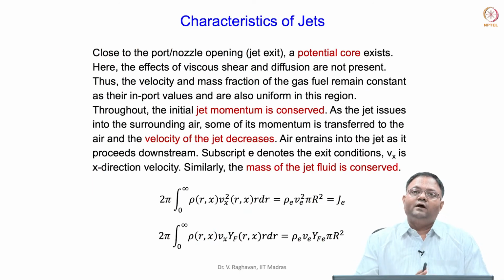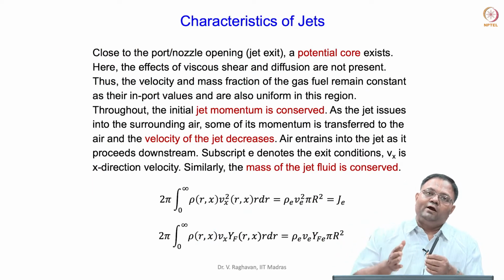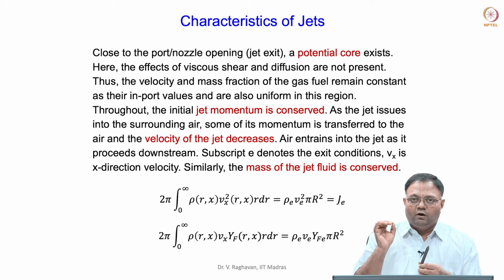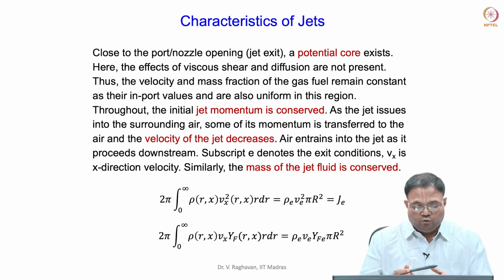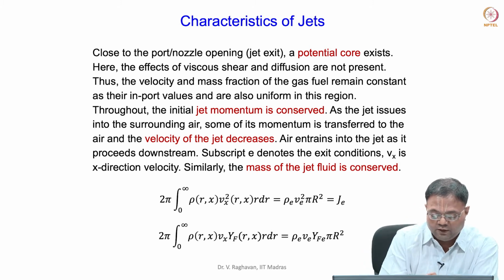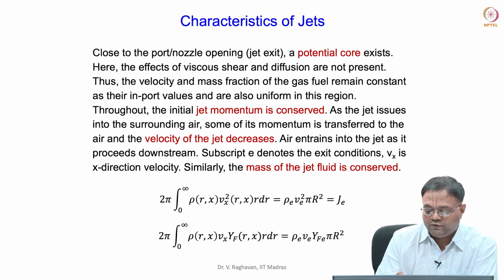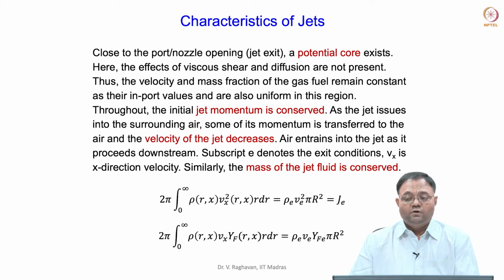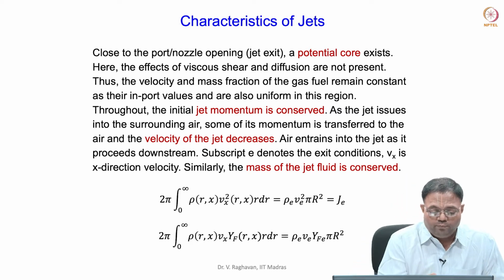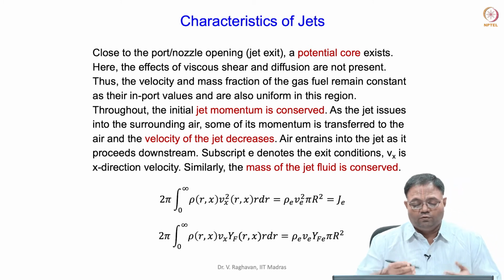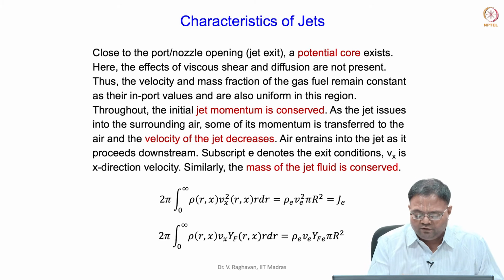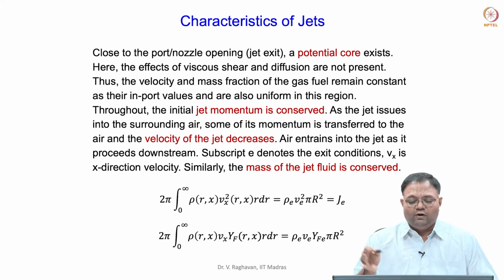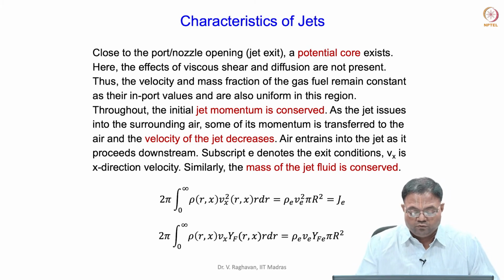So, we can see that the values at the center line are unchanged from the exit values. Here what happens is the velocity and the mass fraction of the fuel gas remain constant exactly at the in-port values, whatever is coming out of the port, and it is also uniform. We have assumed a uniform profile here for the velocity, so it is coming out as uniform.